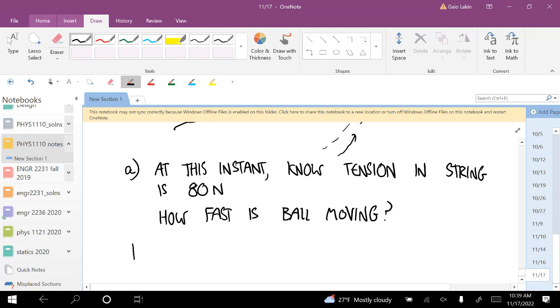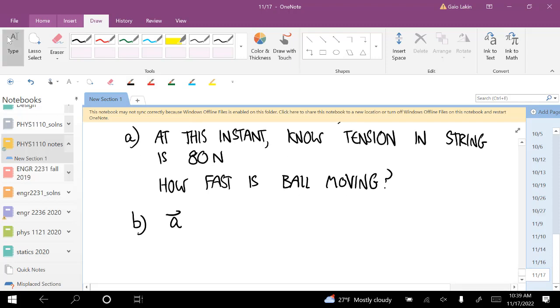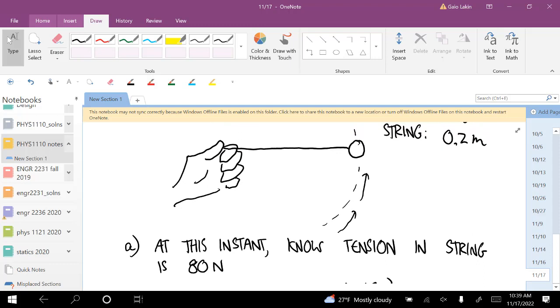And then second, calculate the acceleration vector. Is this a tetherball problem? It's close, but a tetherball problem just has to be horizontal. So this is not, so we're going to use the other approach.